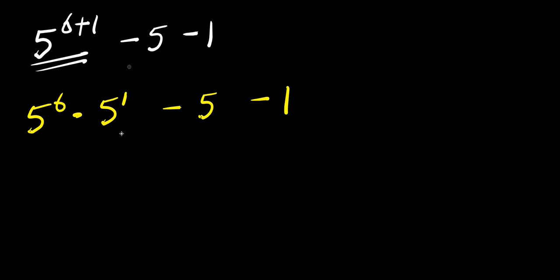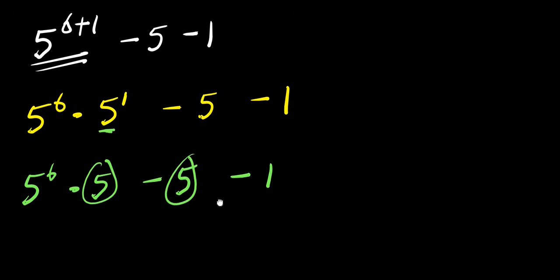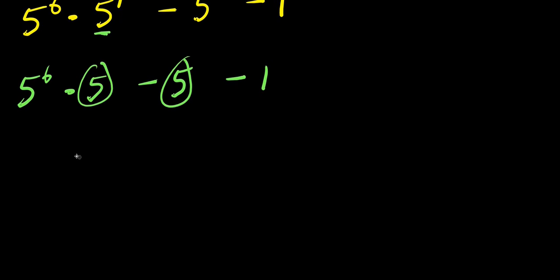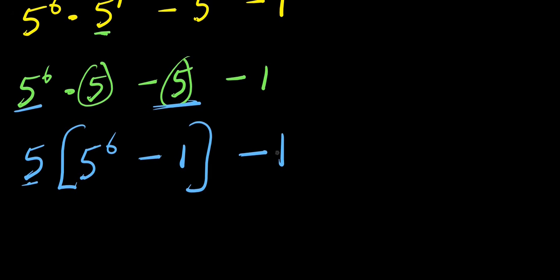And from here, don't forget that 5 to the power of 1 is 5. So this is just like writing 5 to the power of 6 times 5 minus 5 minus 1. There is 5 here, and there is 5 here. I can decide to factor that out. So once I do that, I'm going to have 5 times 5 to the power of 6. Then if you divide this 5 by this 5, I'm going to have 1. So I have minus 1 here, and this is minus 1 outside the bracket.